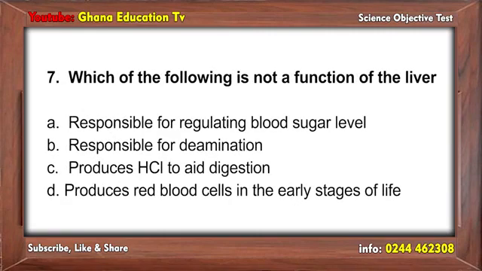Number 7. Which of the following is not a function of the liver? A. Responsible for regulating blood sugar level. B. Responsible for deamination. C. Produces HCl to aid digestion. And D. Produces red blood cells in the early stages of life.